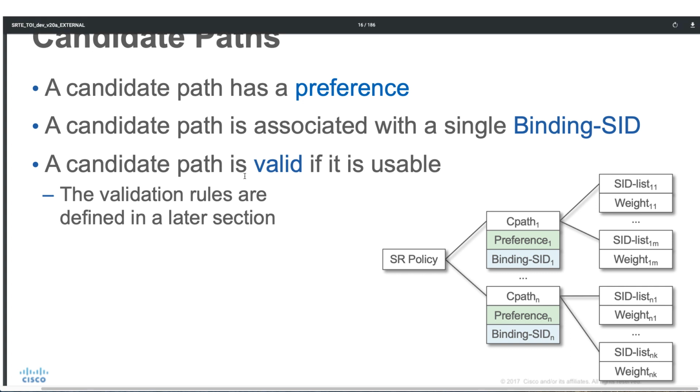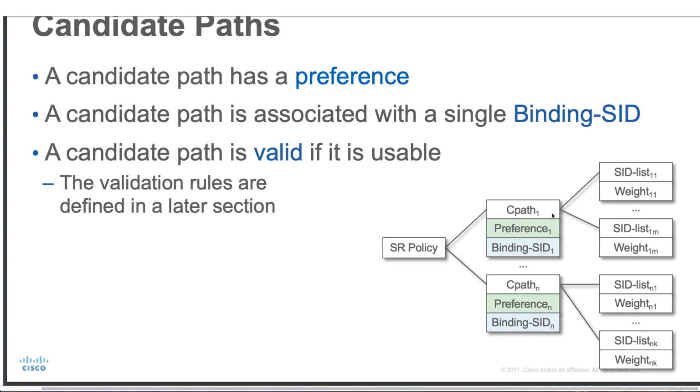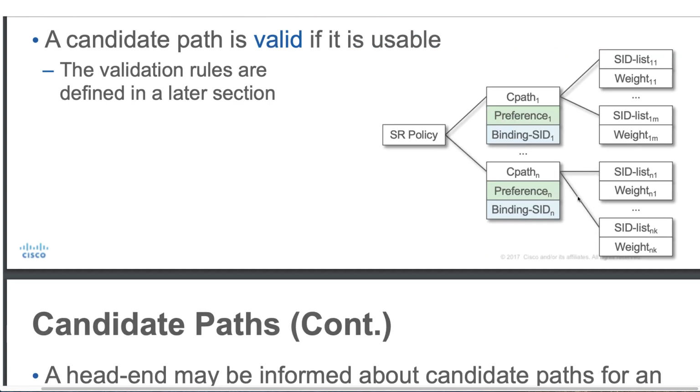A candidate path is valid if it is usable. That means in this policy, I'm giving multiple paths, and a candidate path is valid if it is usable. If for some reason, let's say the node that you gave is not reachable, that is not a usable path and not a valid candidate path. We'll take a look at the example. So within the candidate path, we saw we can configure multiple SID lists and also assign a weight to them.